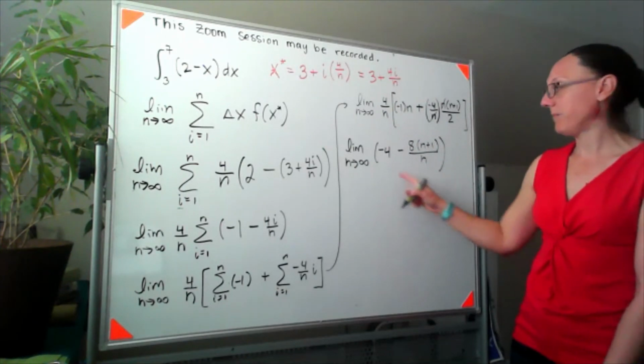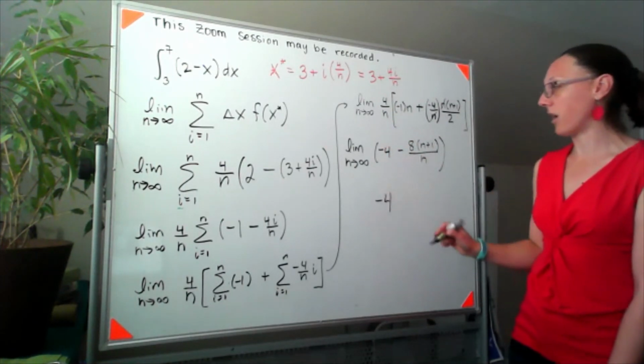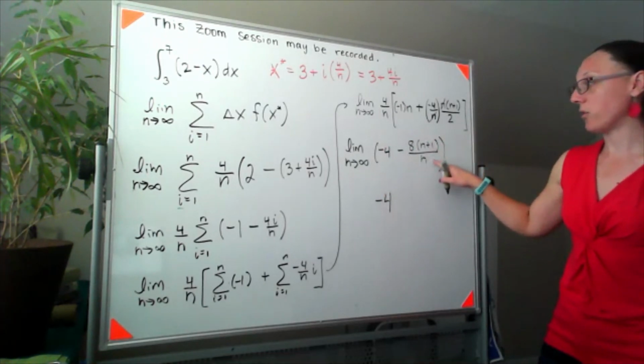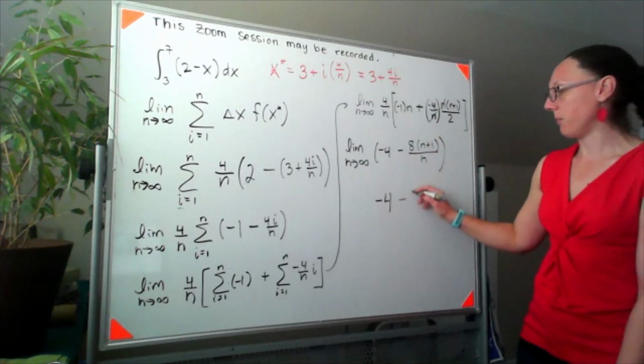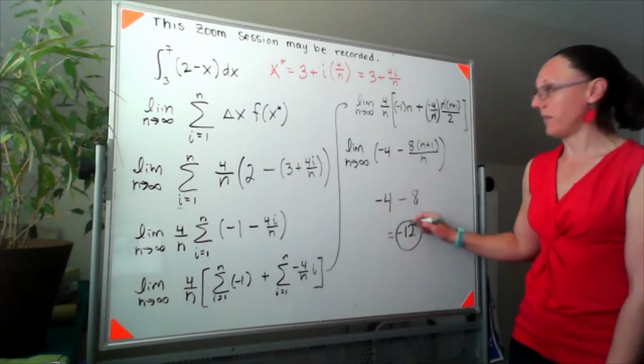Evaluating that limit, there's nowhere to plug the infinity in here. I just get negative 4. And as n approaches infinity, n plus 1 over n will go to 1. And I'd end up with minus 8, or a final answer of negative 12.